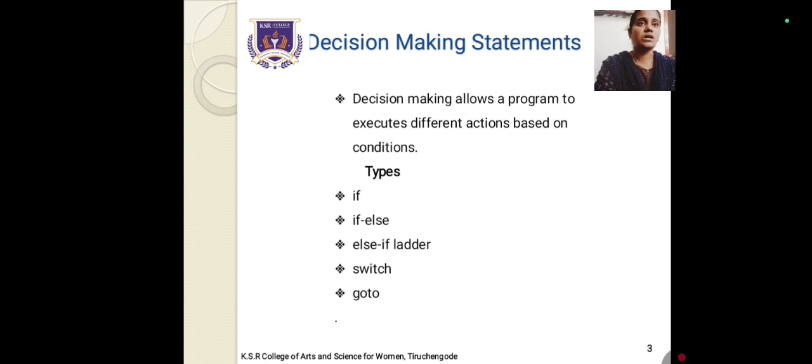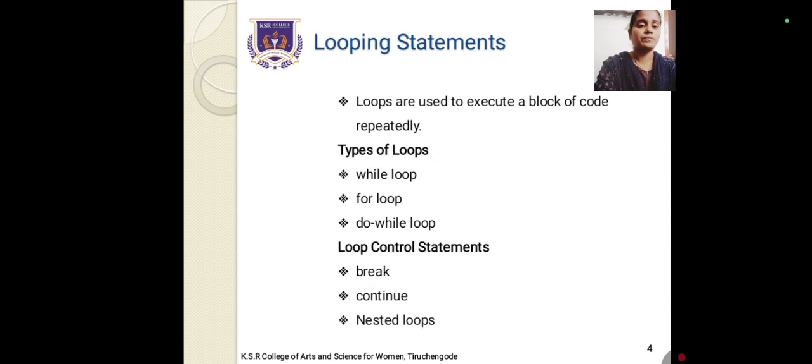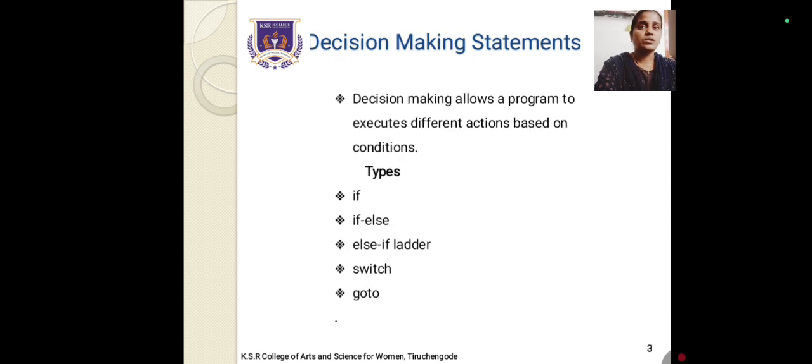Decision making allows the computer to choose what action should be performed based on a condition. In C, we use statements like if, if else, else if ladder, switch and goto. These statements are used to control the flow of the program. First one is the if. The simplest decision statement is the if statement. If the condition is true, the code inside it is executed.